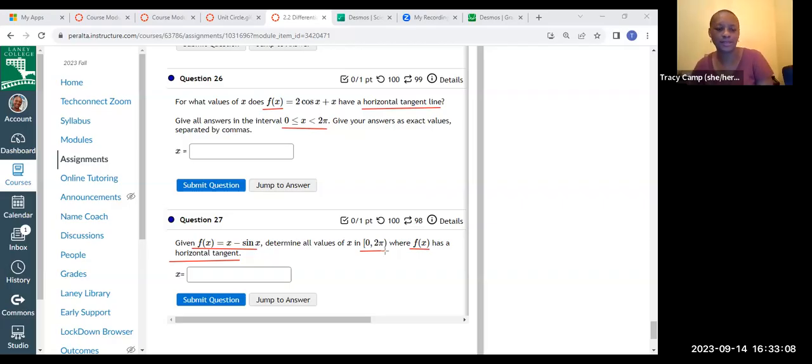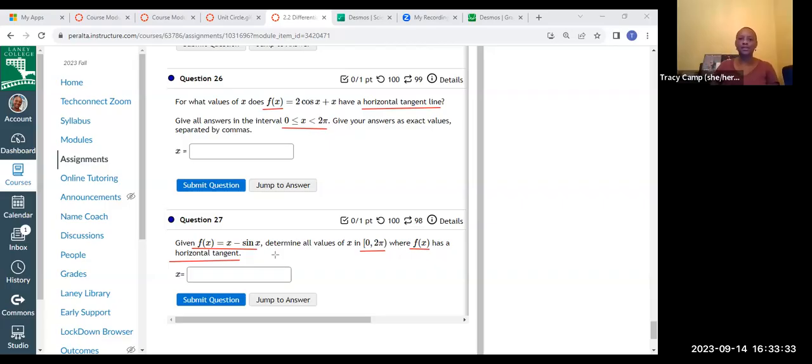So I wanted to do these at the same time since they're basically asking for the same thing. For my number 27, I originally had a function that had cosine in it, but because my 26 had cosine in it, I asked for a different question and got one that has a sine in it. So for both of these, we're going to go through two steps.